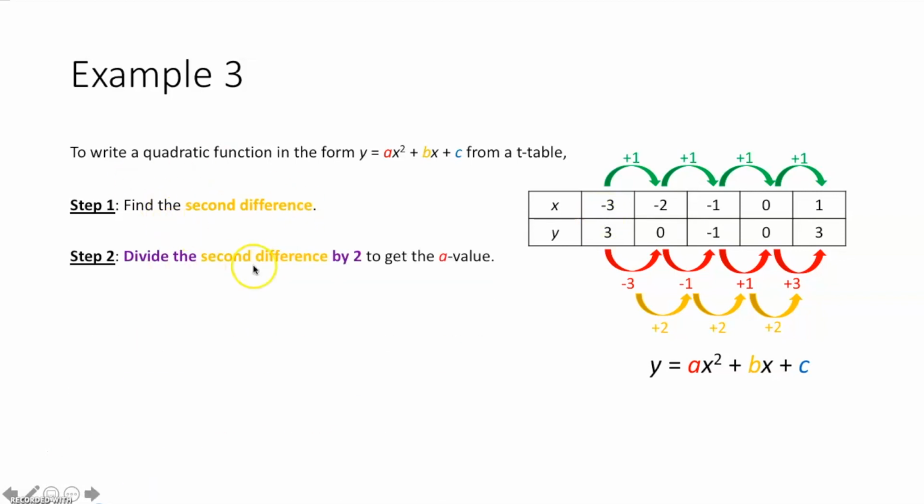Now we're going to take that second difference and divide it by 2 to get our a value. So what's 2 divided by 2? That's 1. So you could write 1x squared, or you could just write x squared, because technically it just means there's an invisible 1 out here.